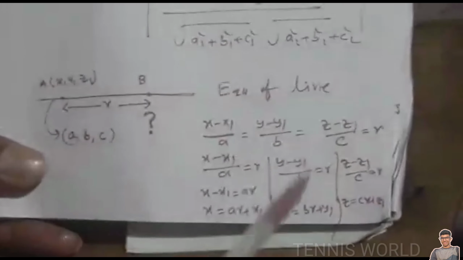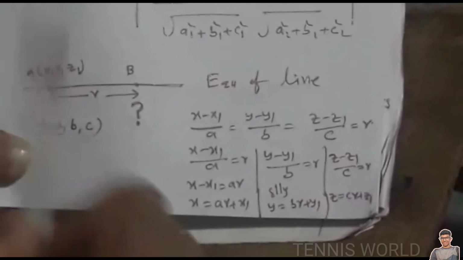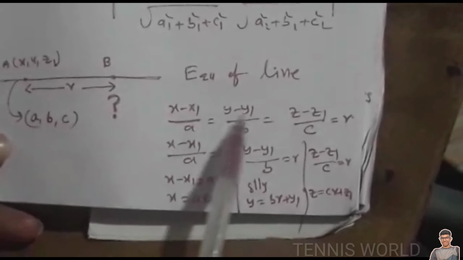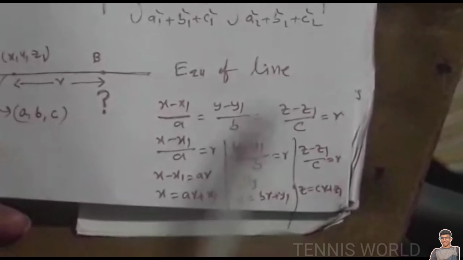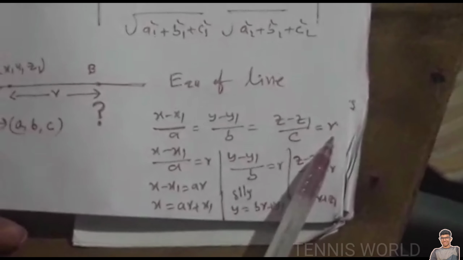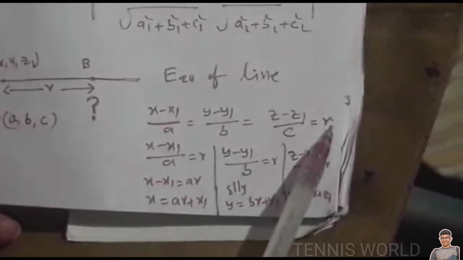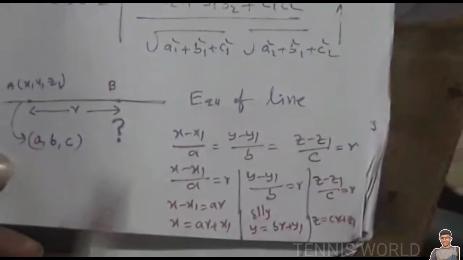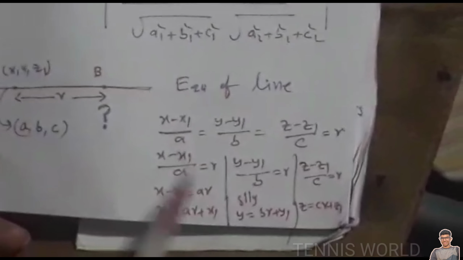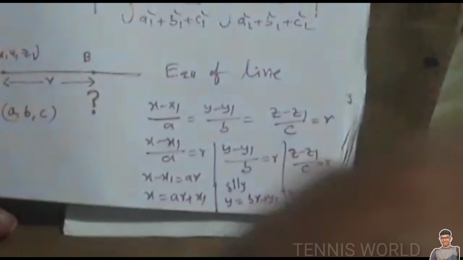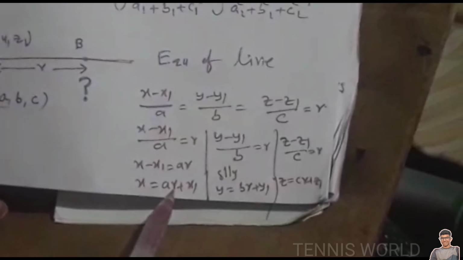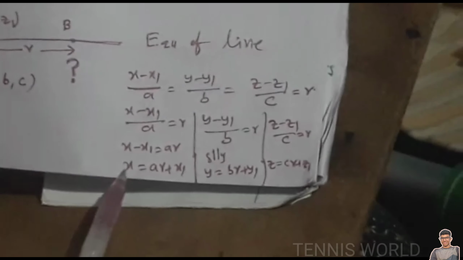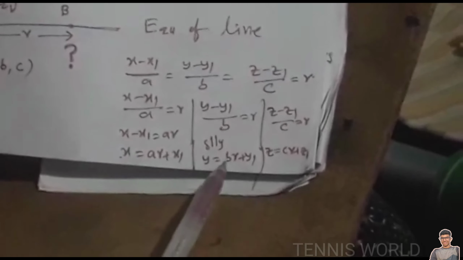Now see how to find out the point B. Take the given line as usual and equate it to small r. First part is equal to small r, second part is equal to small r, third part is equal to small r, like this. Do the cross multiplication: a r. Bring the minus x1 to the right side as plus x1. So a r plus x1 is the value for small x. Similarly, b r plus y1 is the small y and c r plus z1 is the small z.